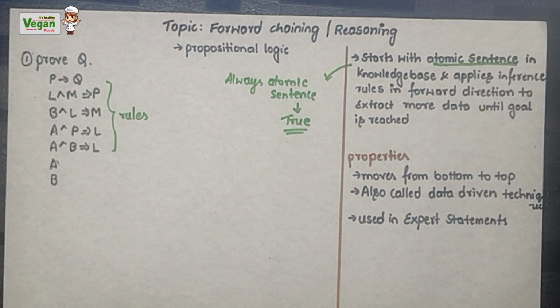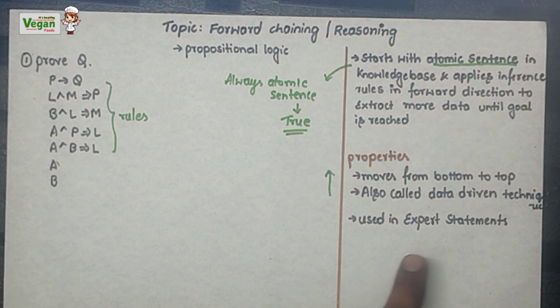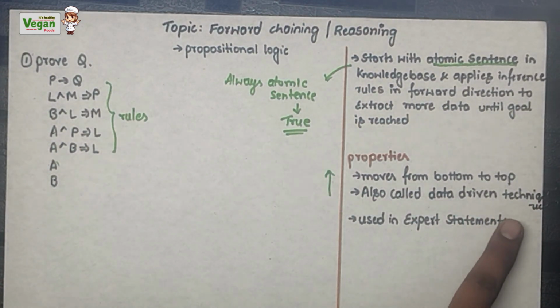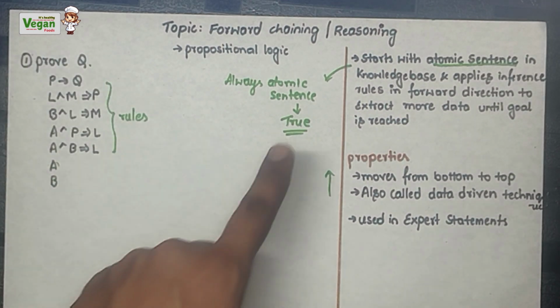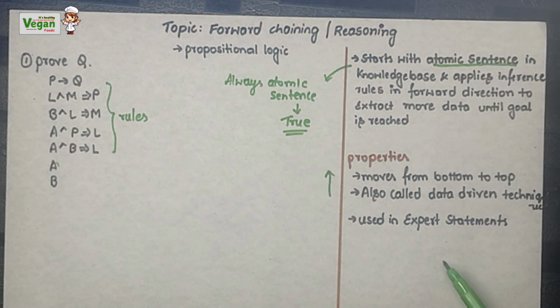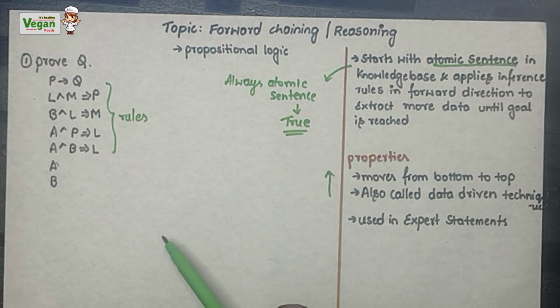Now, the properties of forward chaining or reasoning: it moves from bottom to top, and it is also called a data driven technique. It is called data driven because we use the data given and then construct the tree. It is also used in expert systems. So this is the theory part. Let's construct the forward chaining or forward reasoning.